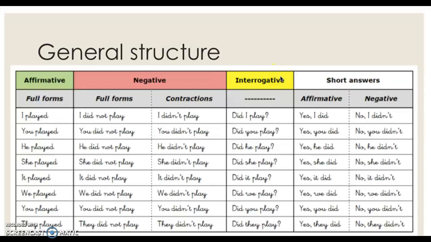Interrogative is the same structure as usual. So we have the auxiliary first, did, then the subject, and then the verb. So did I play? Did you play? Did he play? Did she play? Did it play? Did we play? Did you play? And did they play? And for answering, for example, if I ask you, did you play? You would say, yes, I did. Or no, I didn't. And it's the same for everybody. Okay, guys?